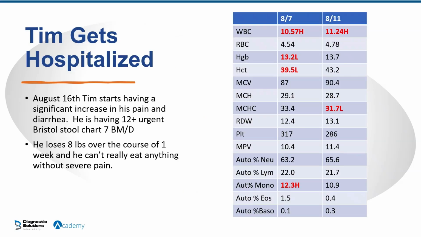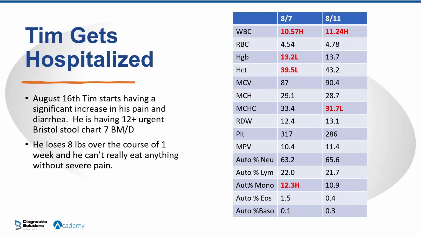Shortly after that, he actually ended up getting hospitalized. August 16th, Tim started having significant increase in his pain and diarrhea, and he started having 12 plus urgent bowel movements a day. All of them were watery, loose, and he lost 8 pounds over the course of a week because he literally could not eat anything. He was in such severe pain.